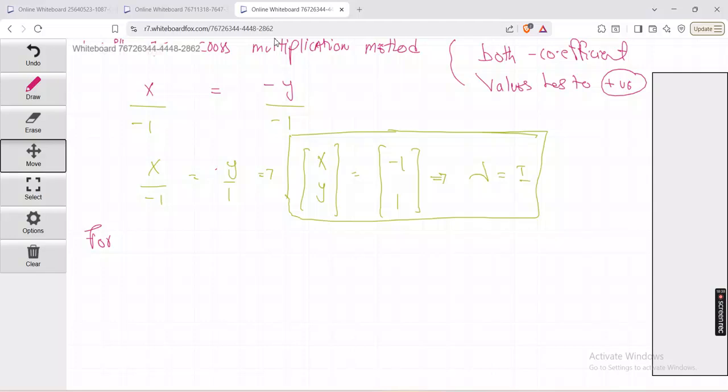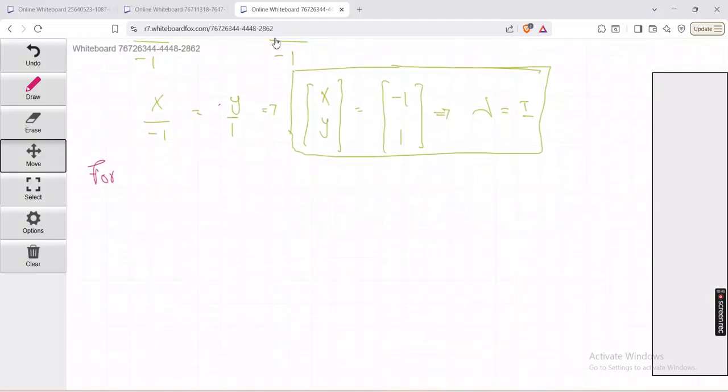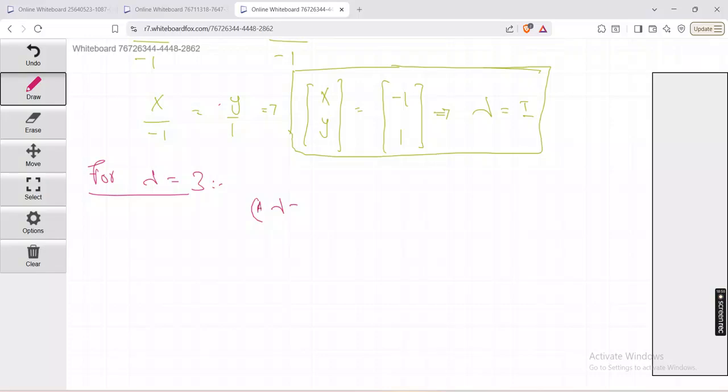Now what was our other lambda? It's 3. Now for lambda is equal to 3, the same, sorry, A minus lambda, let me write it neatly. Matrix A minus lambda into I is equal to 0. I will directly put it in the matrix. 2 minus 3, 1.